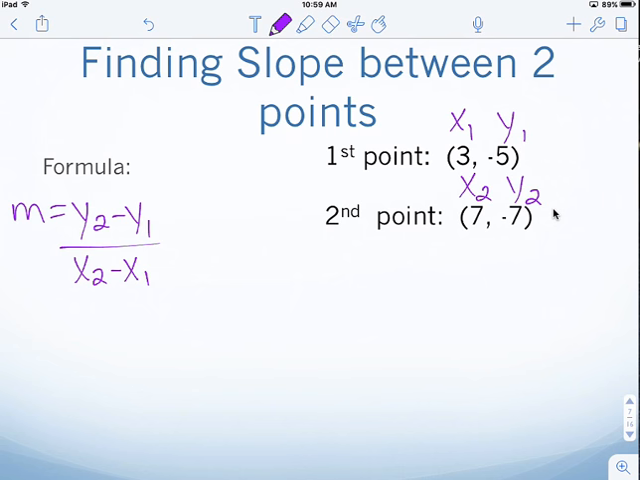Now I'm just going to plug these 4 things into our formula. So this becomes negative 7 minus negative 5 over 7 minus 3. We're basically just subtracting our points. Now it's very important that you are careful with your signs here. Negative 7 minus negative 5 is the same thing as negative 7 plus 5, which is negative 2. 7 minus 3 is positive 4. This reduces to negative 1/2.